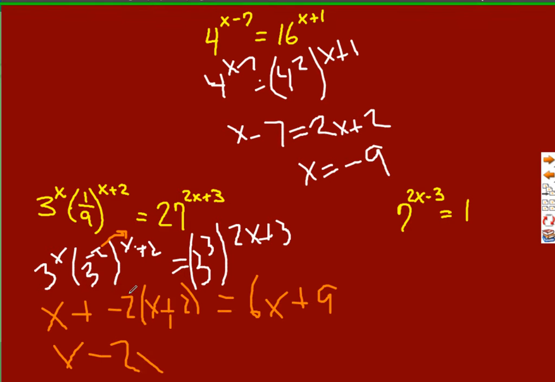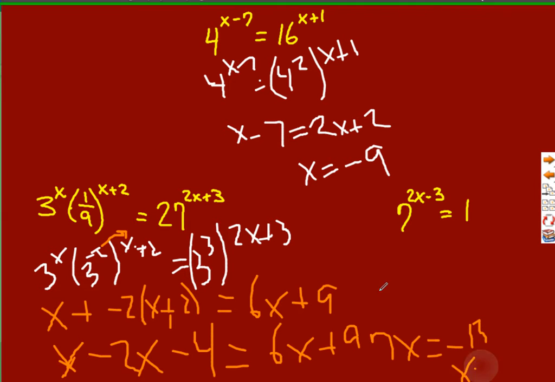x minus 2x minus 4 equals 6x plus 9. Solve for x, and what do you get? Negative x. So you get 7x equals negative 13. So x equals negative 13 over 7.